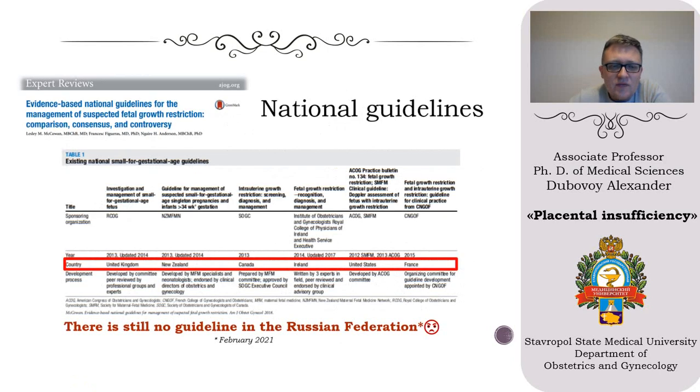Unfortunately, at the moment in Russia there is no approved protocol regarding the etiology, pathogenesis, diagnosis, tactics, and prognosis in placental insufficiency. As you can see on this slide, there are national guidelines in the United Kingdom, New Zealand, Canada, Ireland, the United States, and France. There are still no guidelines in the Russian Federation, unfortunately.